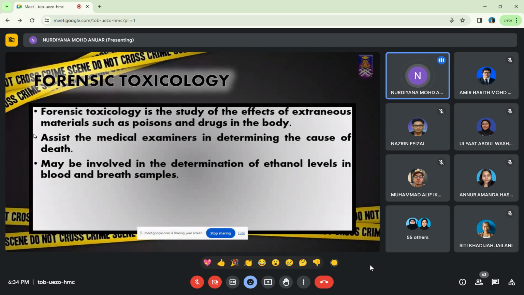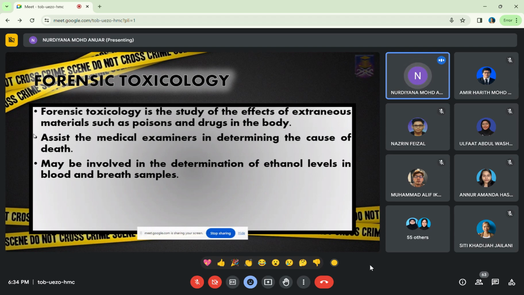Alright. Toxicology ni sama macam saya cakap tadi, it's about poisons and also drugs. So biasanya kita boleh gunakan to assist the medical examiners to determine the cause of death. So contohlah bila tengok pada luaran mangsa, kita nampak ada kesan-kesan seperti poisoning. Seperti dekat kuku dia tu nampak macam warna blue colour tu. Okay. Ataupun mungkin tiba-tiba berbuih, kita nampak mulut dia berbuih.